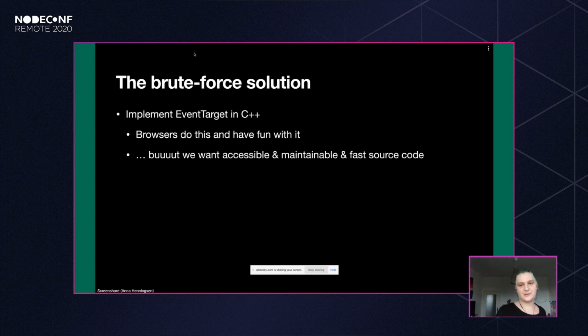We want accessible and maintainable and fast source code. And to the vast majority of Node.js users, C++ is not a very accessible or maintainable language. And fast is the other point: when you have calls between C++ and JavaScript where you jump back and forth, it gets kind of expensive. We did not want that overhead.